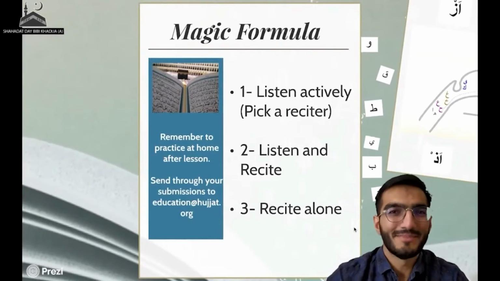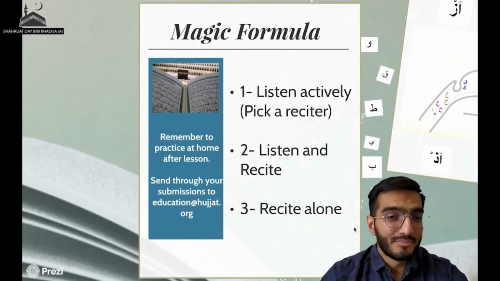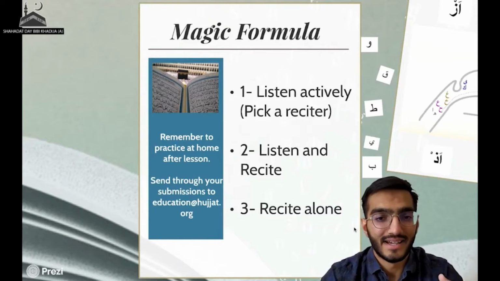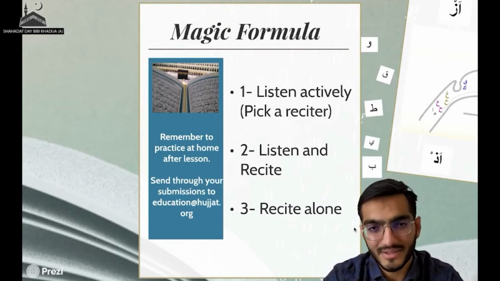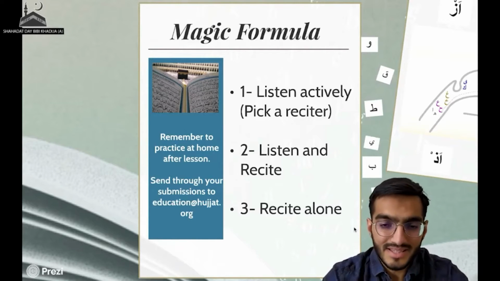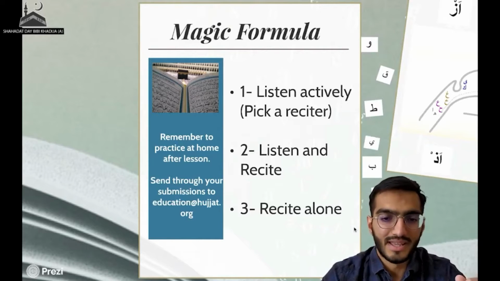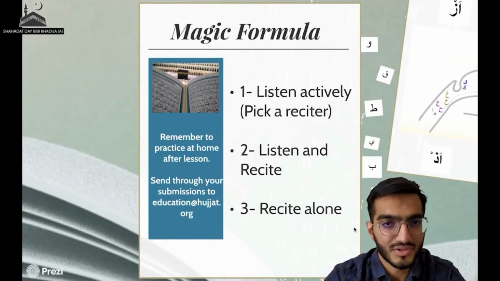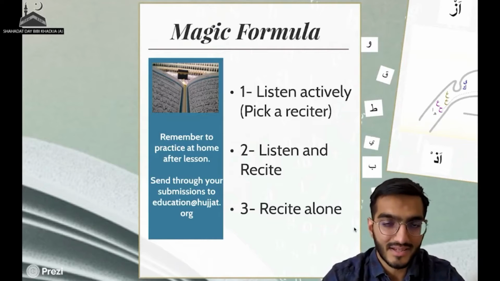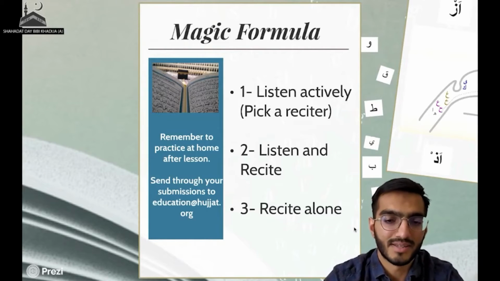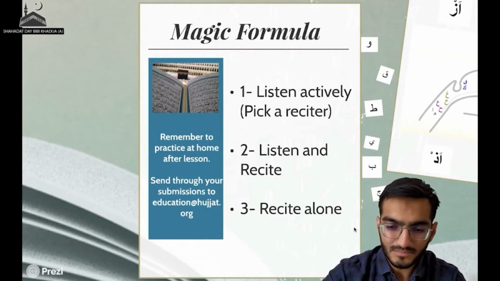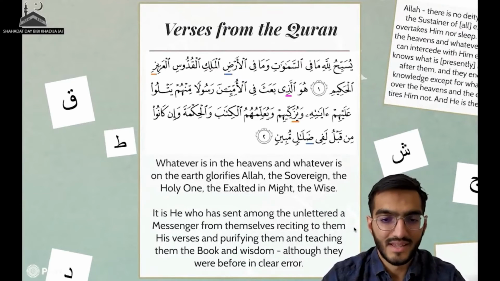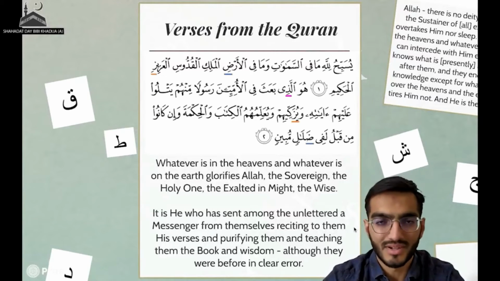Okay, so now the magic formula. Remember the three points with the magic formula. We listen actively. By now I hope you've picked a reciter that you're familiar with and that you've been reciting with that reciter. We listen actively with that passage, and then the second step is we listen to short bite-sized portions of that passage, and then we recite after that. And then the third part is that we recite the whole passage alone. So we will pick a passage with these letters, and I will recite it, and then we'll go through the makharij in more detail.